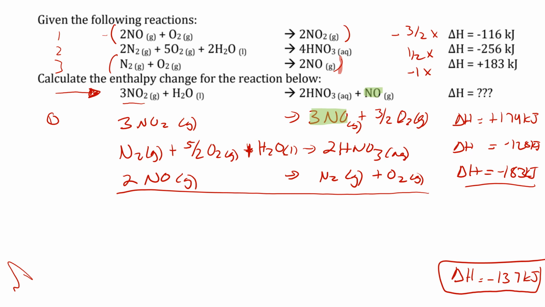So luckily for us, I'm going to try to do this color coordinated. Hopefully it works out. So the N2s are gone. We have two NO. So like I said, it's going to be kind of like three on the product side, two on the reactant side. So it's going to leave us with only just one NO on my product side.